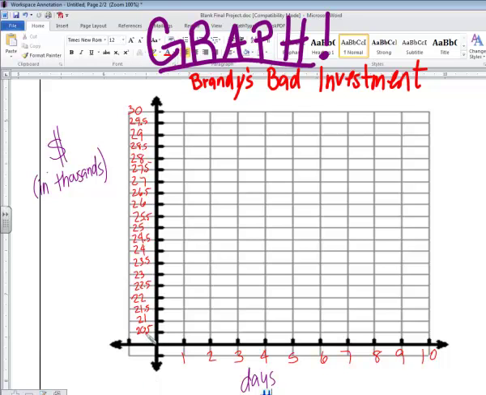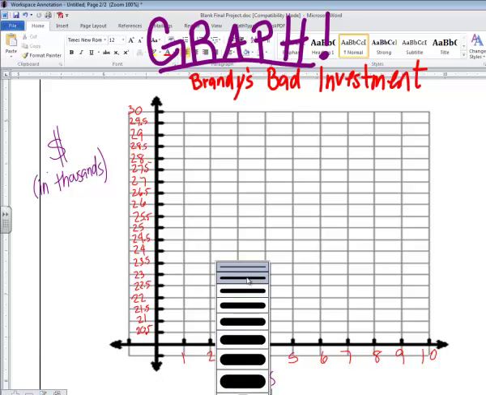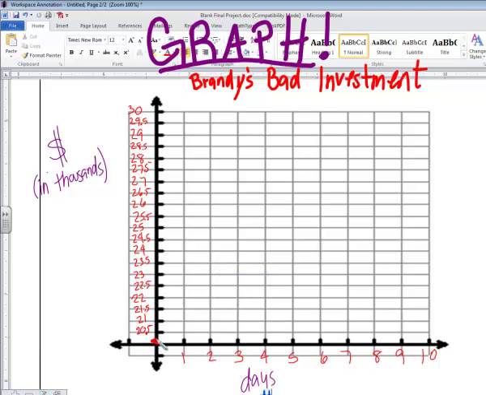So to show that this doesn't start at 0, I'm going to do something that looks like this. That right there, that little zigzaggy line, tells us that there's some room between 0 and $20.5 thousand. So now from here, let's take a look at our chart, or our table.